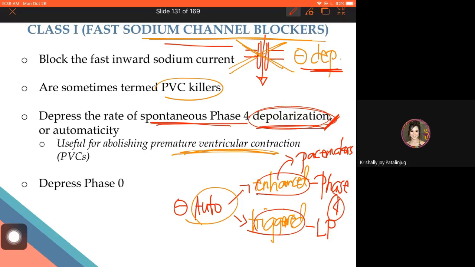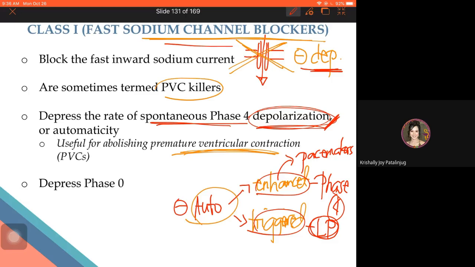Usually, these are the non-pacemaker cells, right? The atrioventricular node, Purkinje fibers. Remember, when these latent pacemakers show automaticity, it is not normal. That is not a normal case, that is an abnormality. So we should prevent the sudden triggered automaticity, the sudden upstroke, the sudden depolarization in the action potential of the latent pacemakers. Triggered automaticity should be prevented.